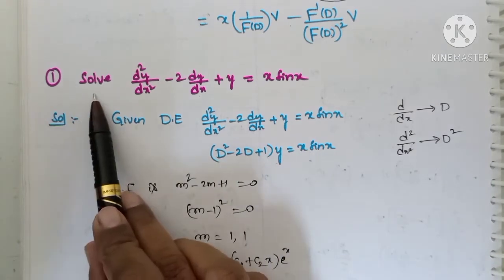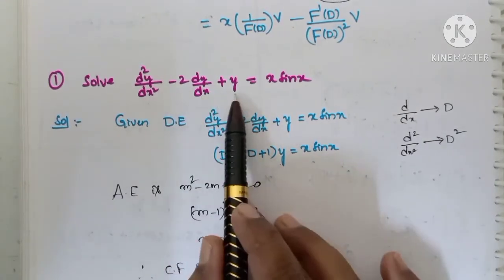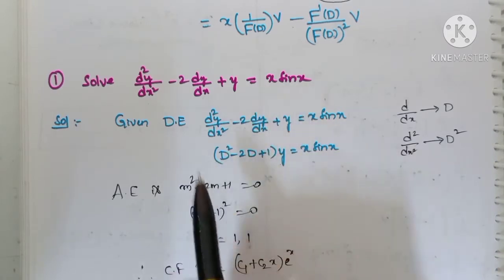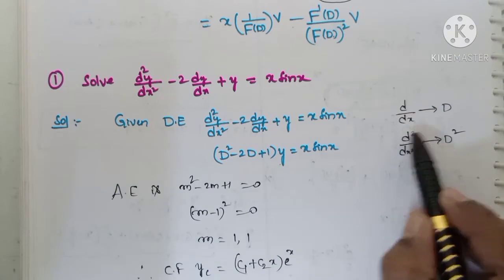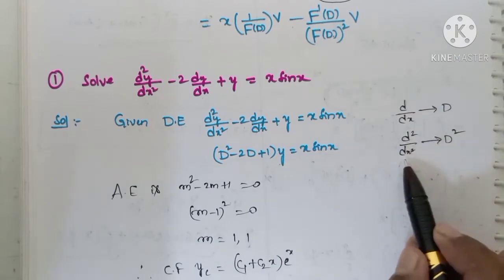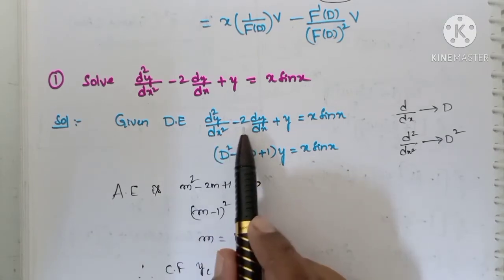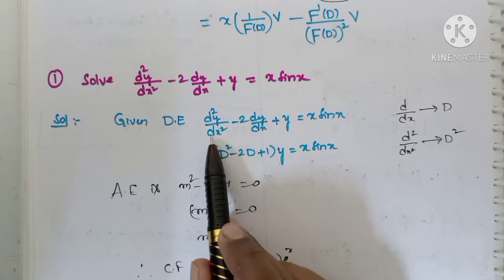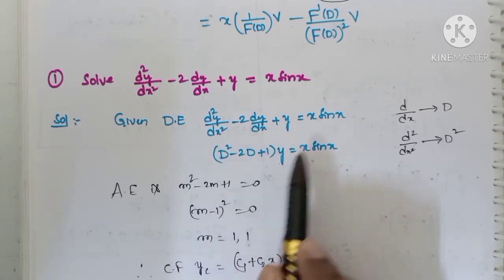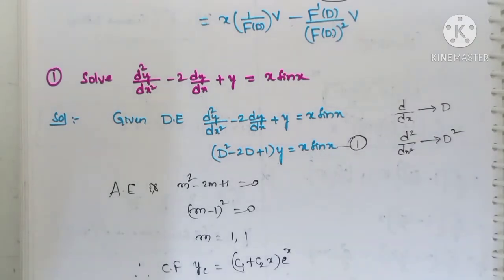First problem is solve d square y by dx square minus 2 into dy by dx plus y equal to x into sin x. This is the given differential equation. d by dx we replace by capital D and d square by dx square is replaced by capital D square. Taking y as common, D square minus 2D plus 1 into y equal to x sin x.